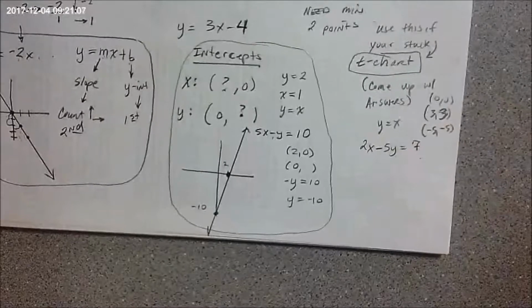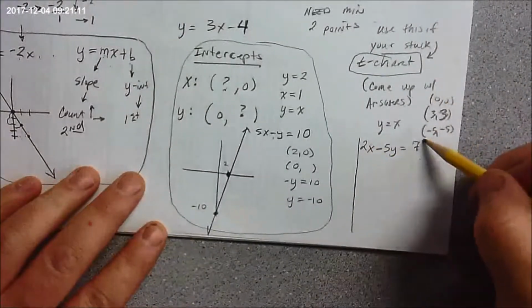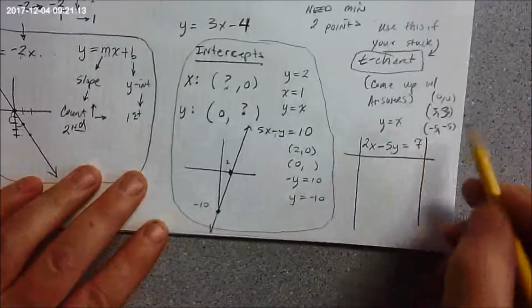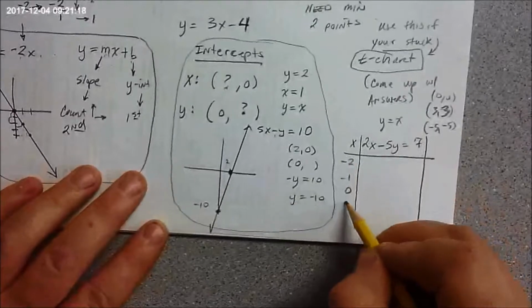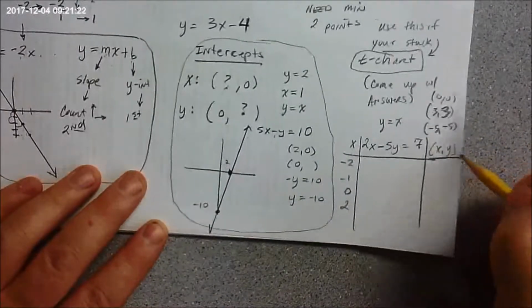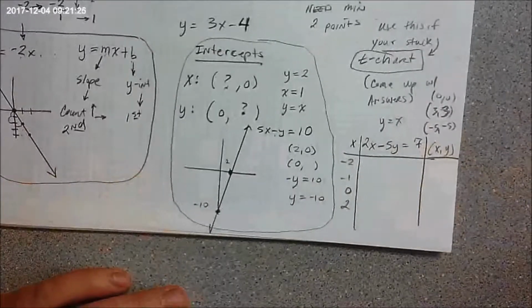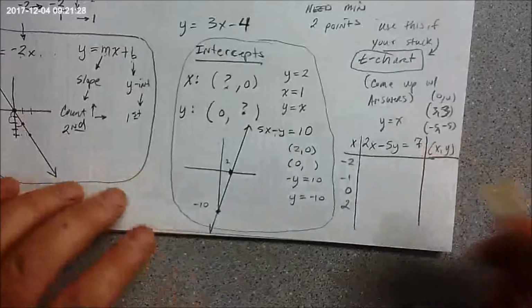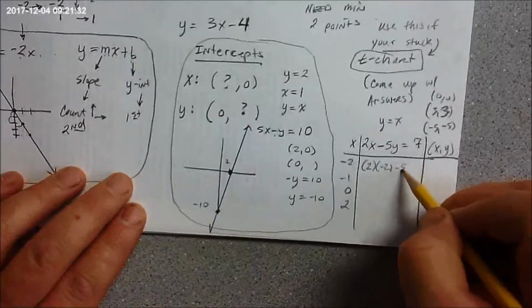So the best way to do this kind, in my opinion, would be with a chart, where you pick numbers for x, like negative 2, negative 1, 0, and let's do positive 2. And you just plug those numbers in, and then you see what your numbers here are. Right? So you plug this in for x, 2 times negative 2 minus 5y equals 7, and you solve for y.